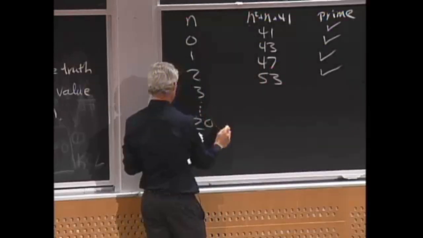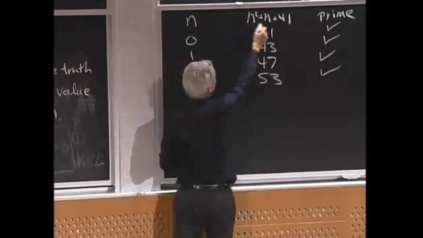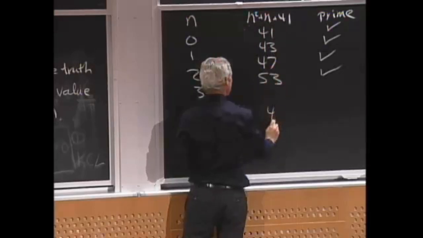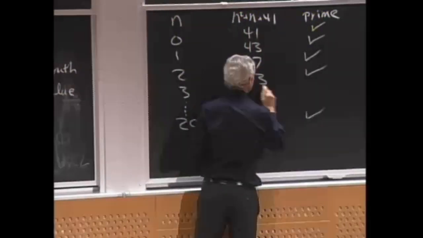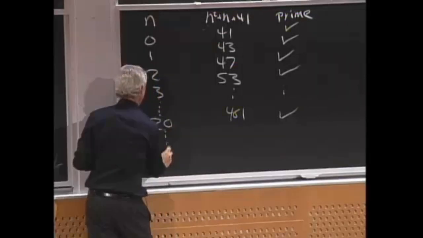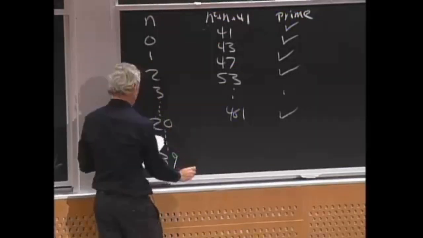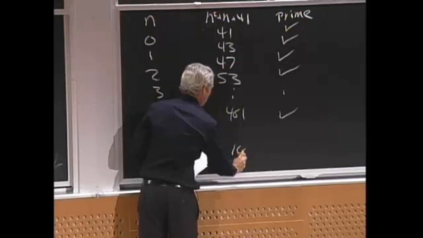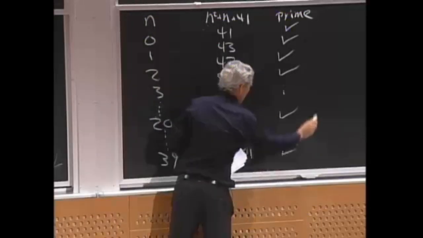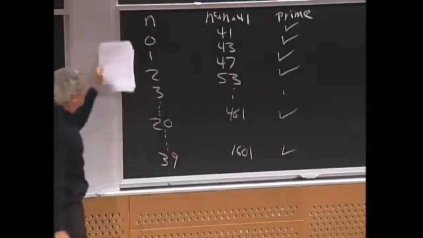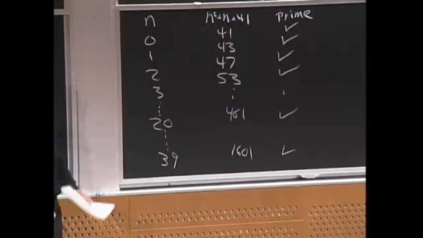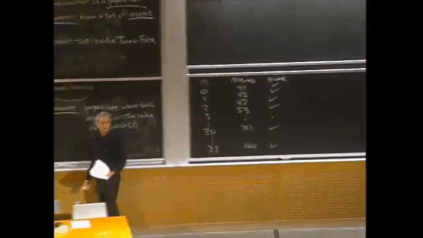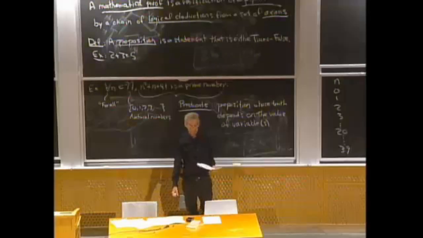I could go down to 20. I get 420, 461. In fact, that is a prime. And I could just keep on going here. Go down to 39. I get 1601. You can check that as a prime. The first 40 values of n, the proposition is true. The predicate is true. It is prime.